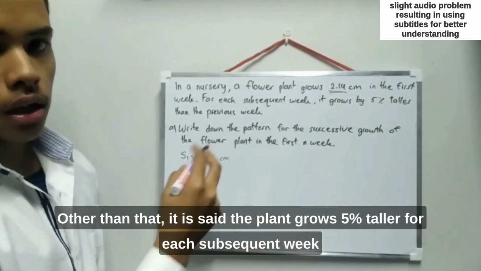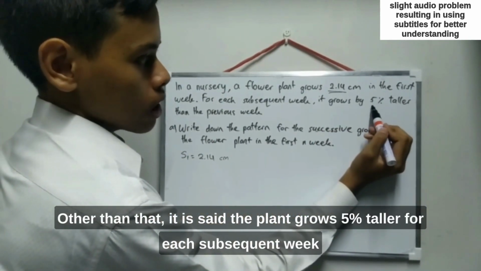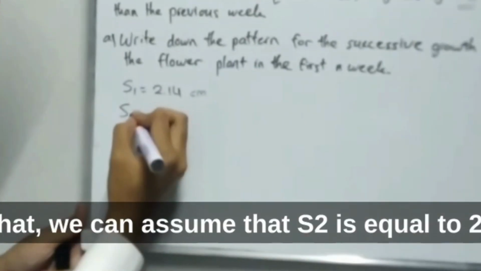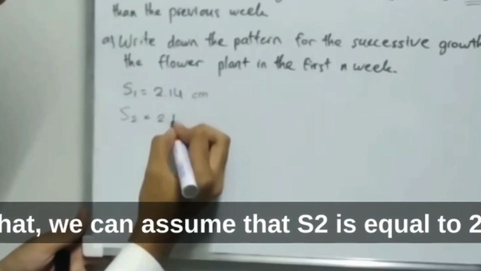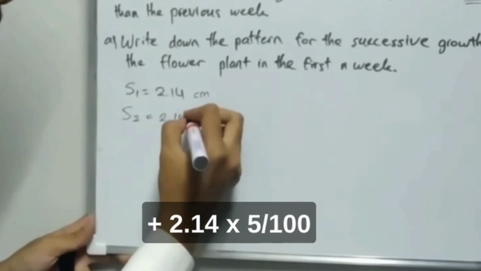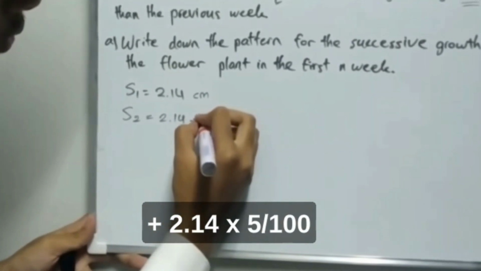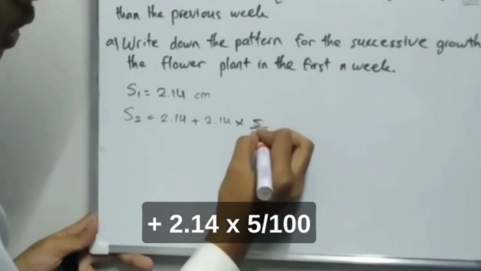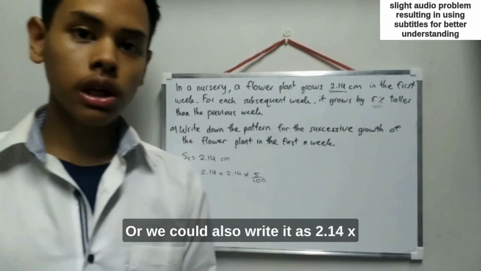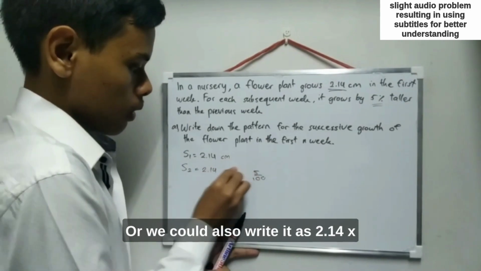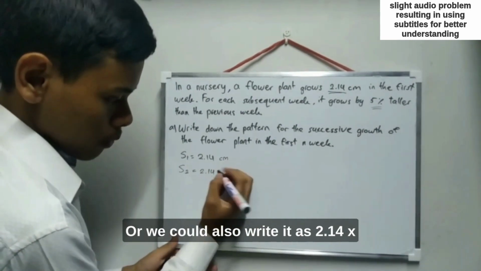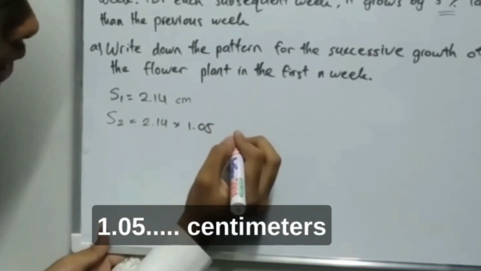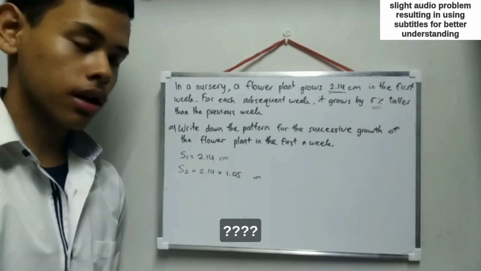After that, it is said that the plant grows 5% taller for its second week. And for that, we can assume that S2 is equal to 2.14 plus 2.14 times 0.05. Or we could also write it as 2.14 times 1.05 centimeters. This is the second week.